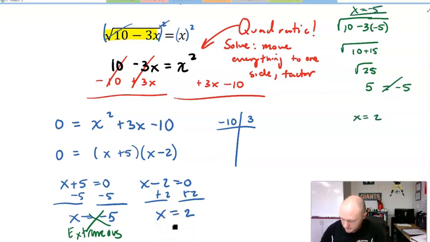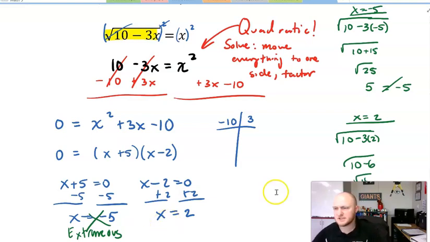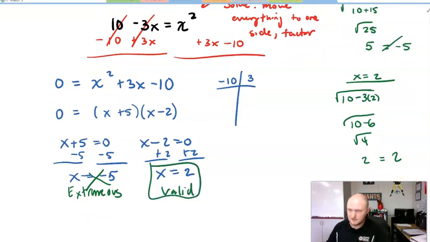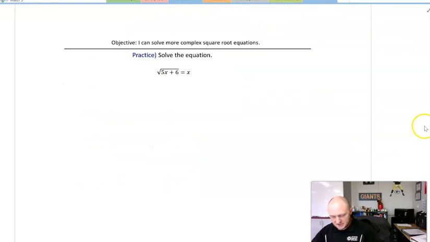Okay, how about for x equals 2? I'm going to check this. Square root of 10 minus 3 times 2. This gives us square root of 10 minus 6, which is the square root of 4, which is 2. And does 2 equal x? Well, x in this case is 2. Yep, this is valid. There you go. Not too bad. Okay, I would like you to practice this structure.